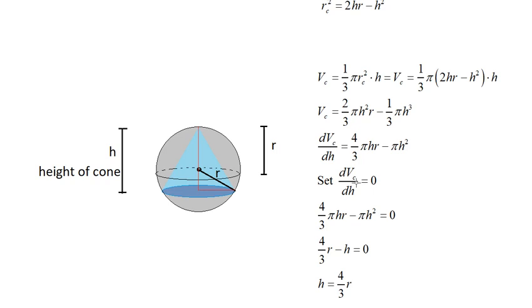And then set the derivative equal to 0. So we have 4/3 pi h r minus pi h squared equal to 0. Divide everything by pi h, then we have 4/3 r minus h equal to 0. Or h, the height of the cone, is equal to 4/3 times r. R is the radius of the sphere.